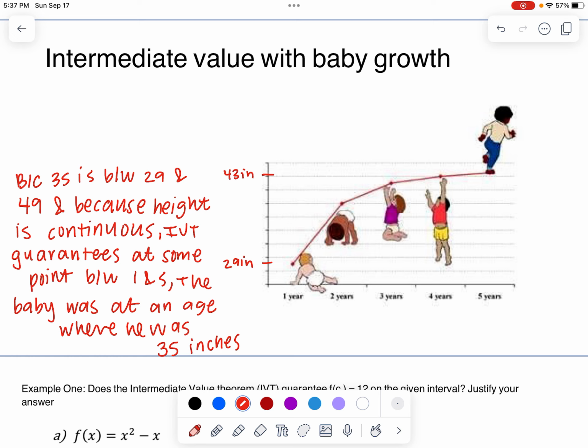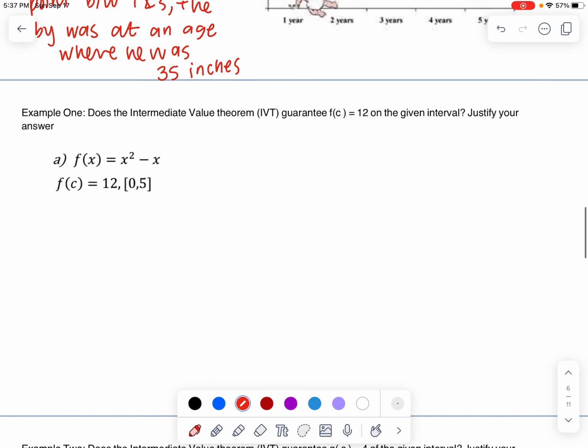And so for the next couple slides, we are going to prove whether the intermediate value theorem guarantees something or not. And so there's always two conditions for the intermediate value theorem. One is the function is continuous, and the other one is that the y value that we're trying to guarantee a c for has to go through the endpoints' y values. And so I'm going to show you what I mean by that right now.